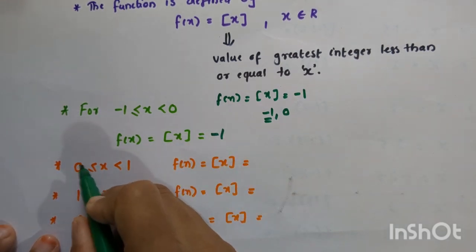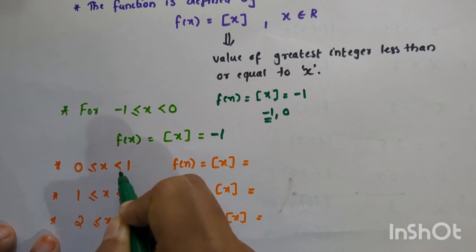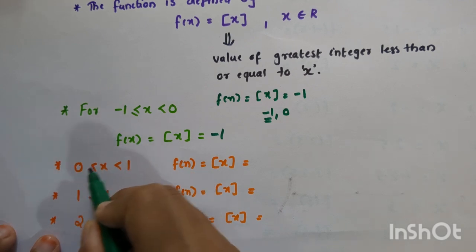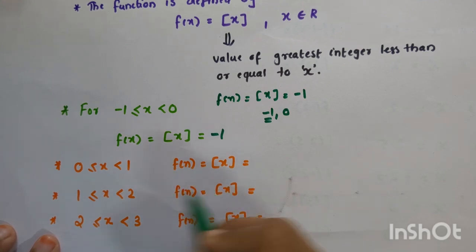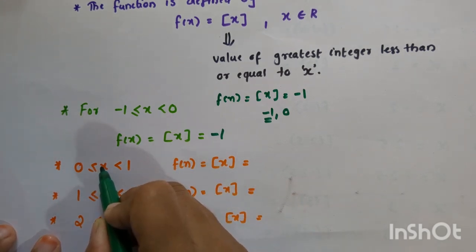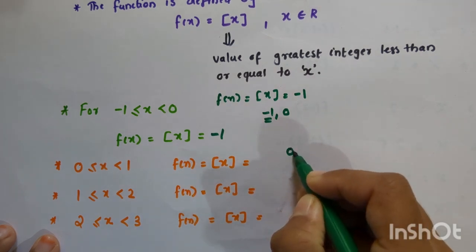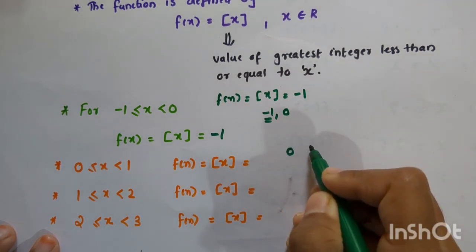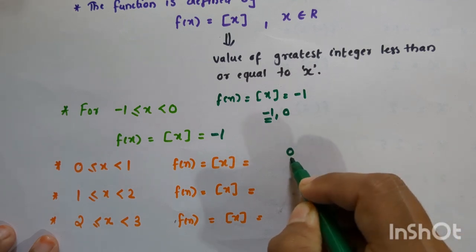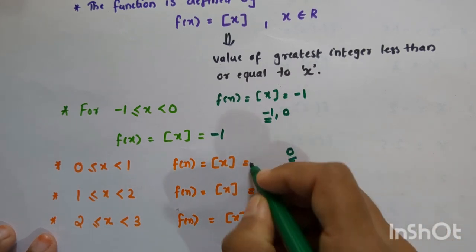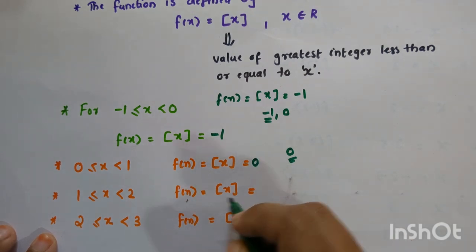Now, if you consider 0 less than or equal to x less than 1, what about the greatest integer function f of x? x can be equal to 0, or greater than 0 but less than 1. x cannot be 1. So only 0 is possible. So f of x is equal to 0.